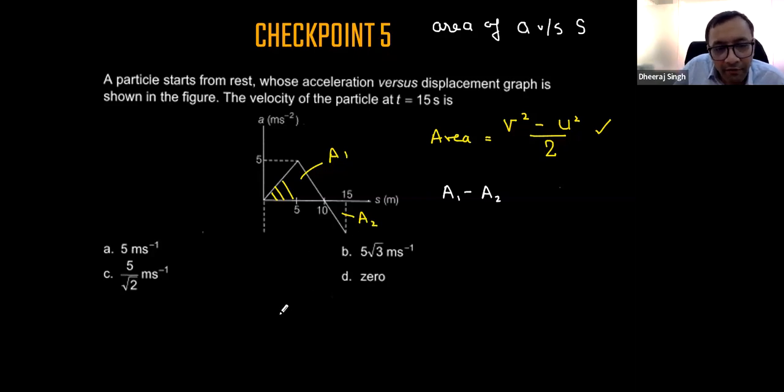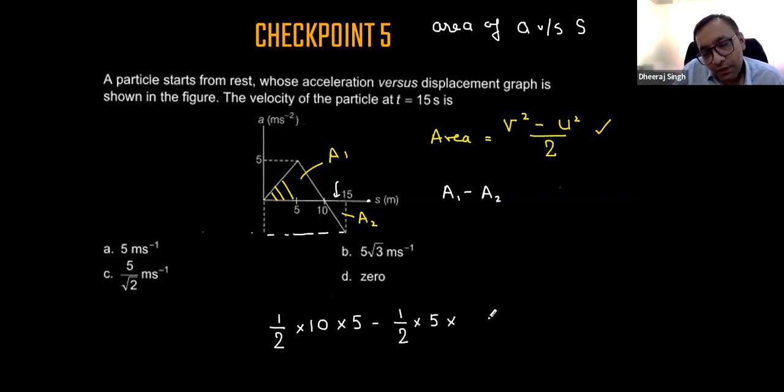Okay. So A1 is half of base, which is 10, into height, minus half of this base, which is 5, into height again, although that is not given. I am assuming that is also 5 only, minus 5 it is. So this is what it is. All right. So you will get here 25 by 2.